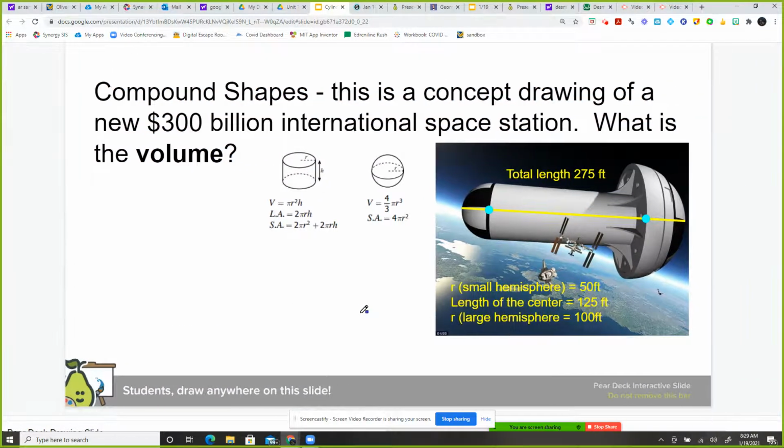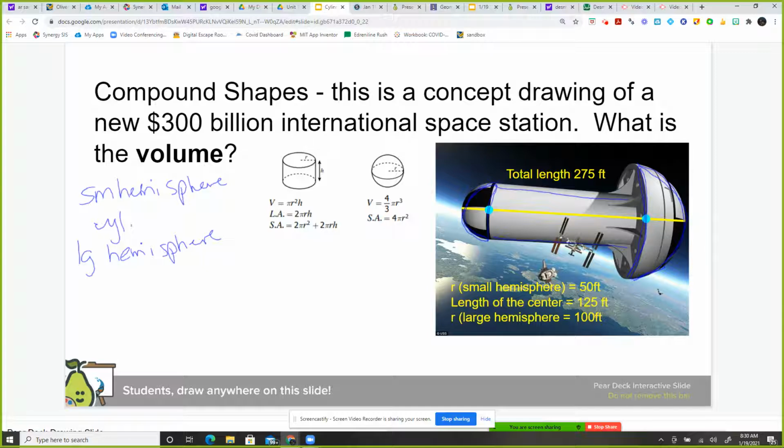And it's made of a small hemisphere here, so that's half a sphere, and a big hemisphere over here, that's half a sphere, and then a cylinder in the middle. So we've got a small hemisphere, a cylinder, and then a large hemisphere. Hemisphere is just half a sphere, so like half a basketball. What's the volume? So kind of like that cone sitting on top of the cylinder, we've got to find pieces.